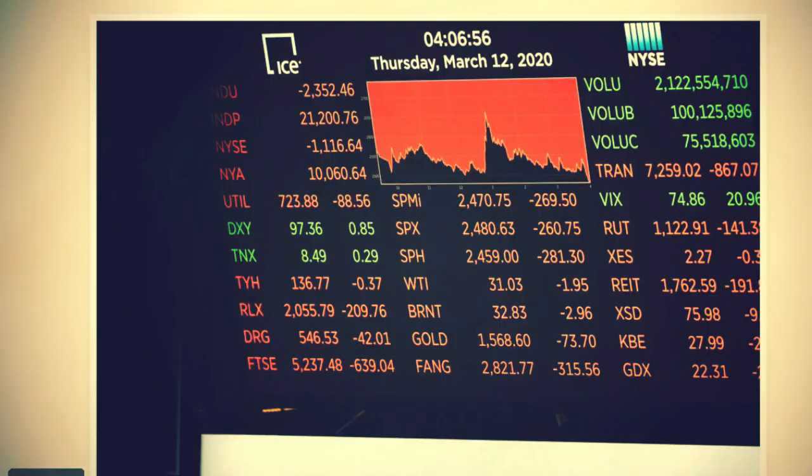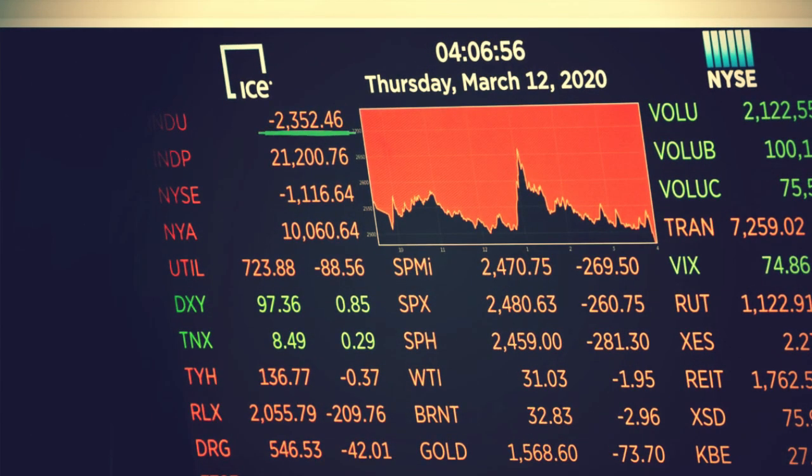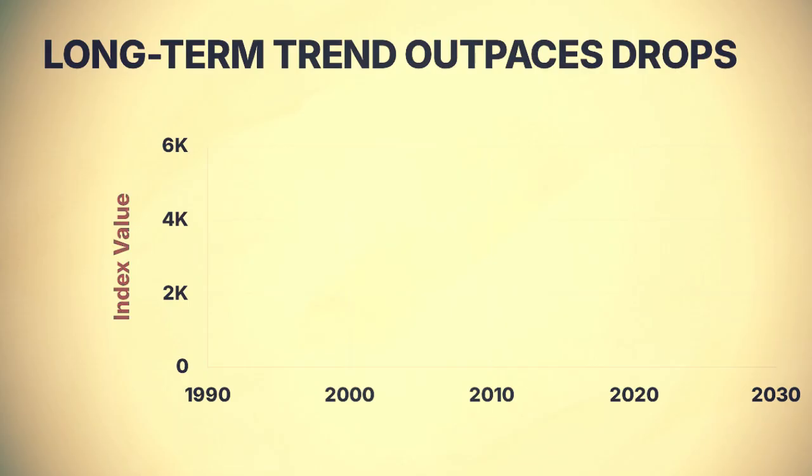This display illustrates a harsh reality of the market. There will be days, or even months, where your portfolio looks exactly like this, losing significant value in a short window. This chart shows the S&P 500 over several decades. While the short-term drops look severe up close, zooming out reveals a long-term upward trend that covers those temporary dips.